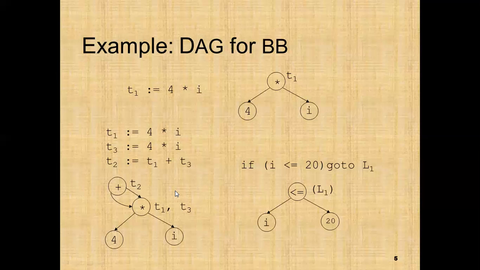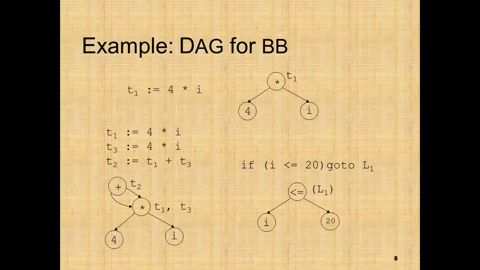Okay, so this is called the directed acyclic graph. This directed acyclic graph is used to remove the redundancy. Now come to this another new example here. If I less equal to 20, go to L1. L1 is the label. Just you are using a loop statement.